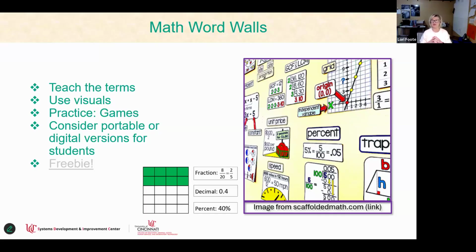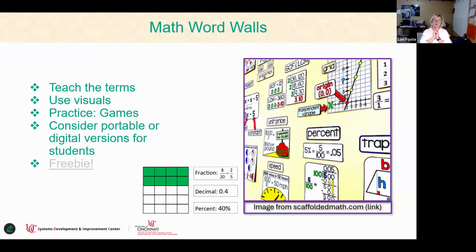So some of the things you can do are to do some games. One thing that I know I myself did in the past, I might have a series of word wall words, and because of limited space, I maybe would put some up for one unit and then take them down or put them on an anchor chart and then bring them back out when I came back to needing them.